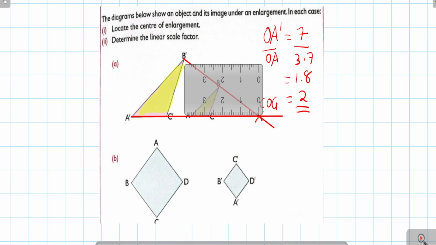That is how you find the linear scale factor. So the distance from the center of enlargement to the image over the distance from the center of enlargement to the object. That gives you the linear scale factor. Let's try the other question out then.